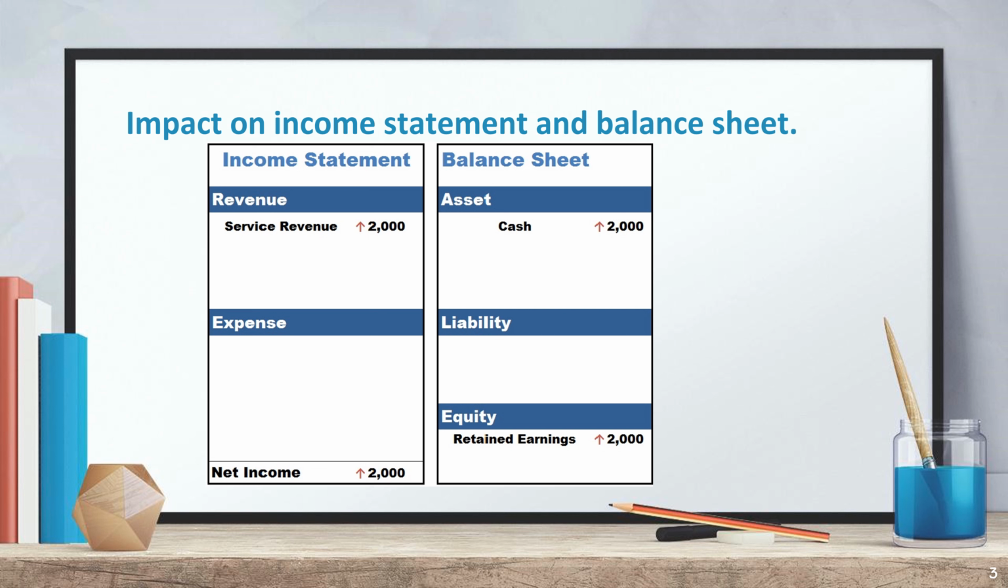On the balance sheet, under the assets category, the cash account increases by $2,000 due to the cash received. Under the equity category, retained earnings also increases by $2,000 due to revenue earned from providing services.